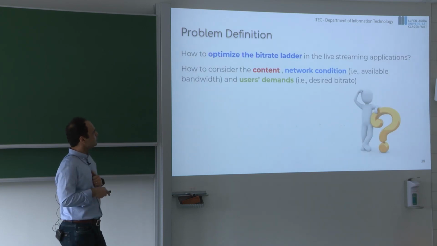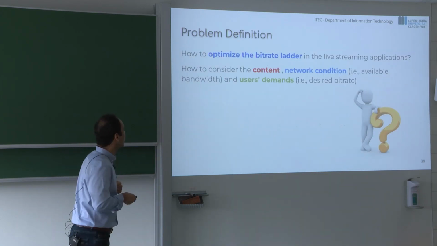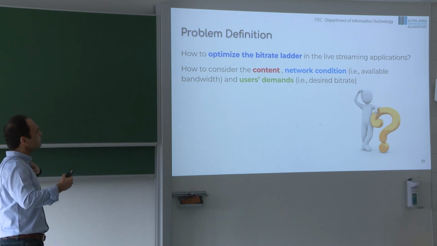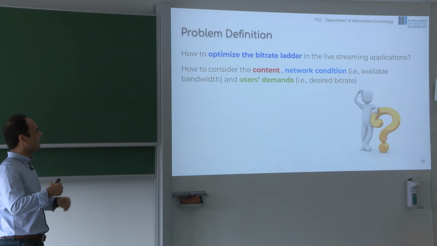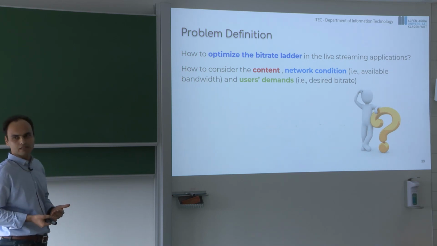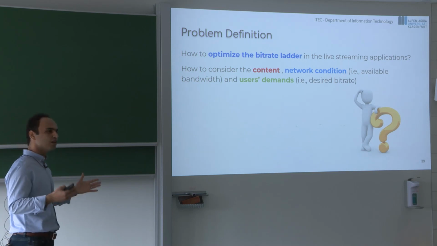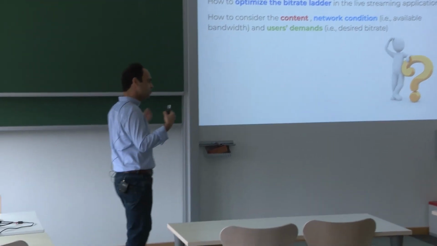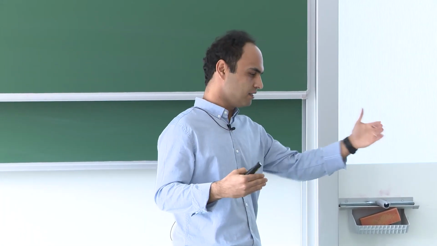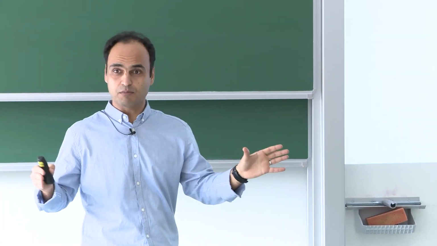Here we define this problem. How to optimize the bitrate ladder in the live streaming regarding the content and network condition, fluctuation of the network, and user demands. Actually, we try to have an end-to-end idea for this, an end-to-end solution, because content, network, and user are three main elements.